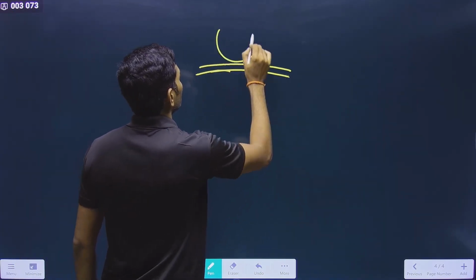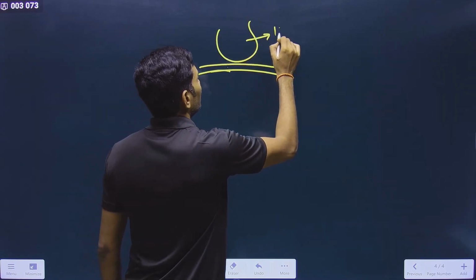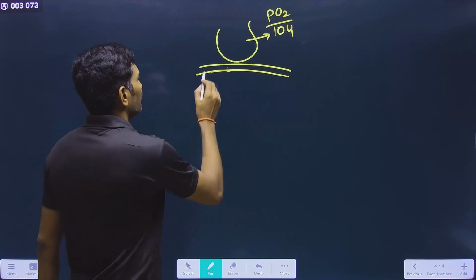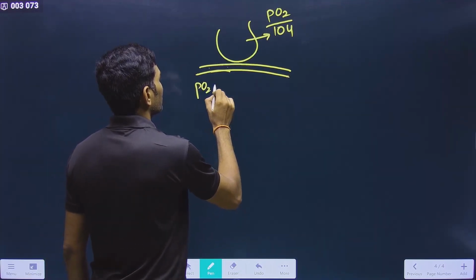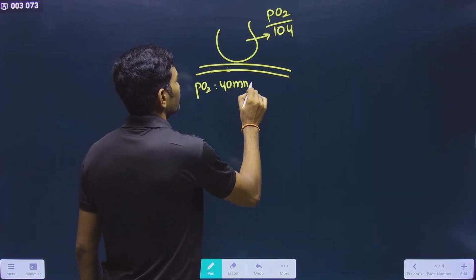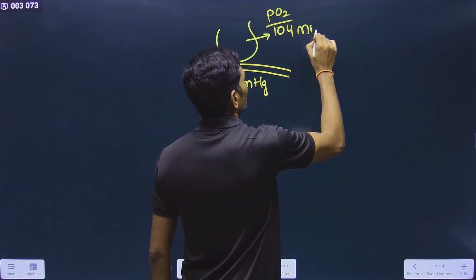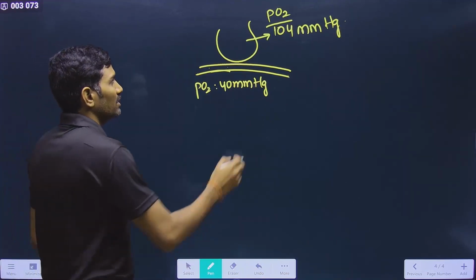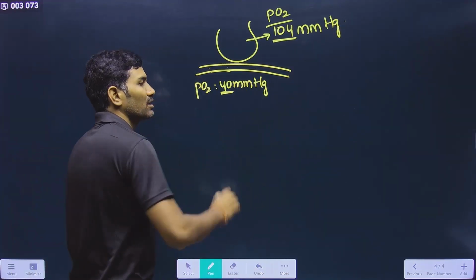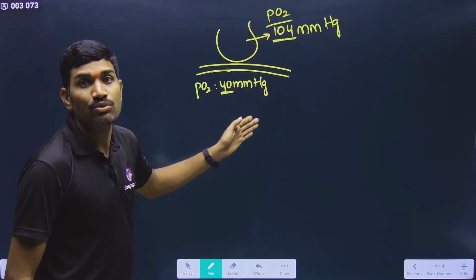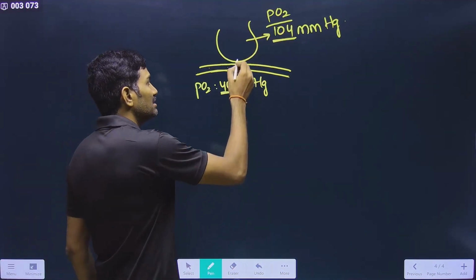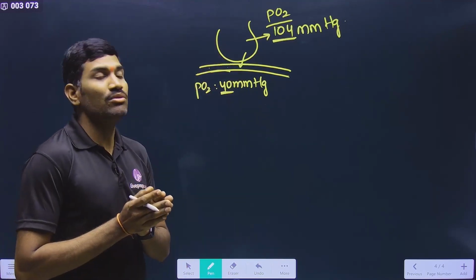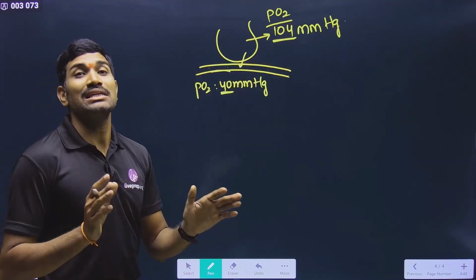Suppose this is the alveolus, this is the blood. In the alveolus, the partial pressure of oxygen is 104. But in the deoxygenated blood, the partial pressure of oxygen is 40 mmHg. 40 mm mercury. Yes or no? Now you just see what is the difference here. This is 104, this is 40. That means a huge difference is there. The diffusion of oxygen here is mainly due to the huge difference in the partial pressure.